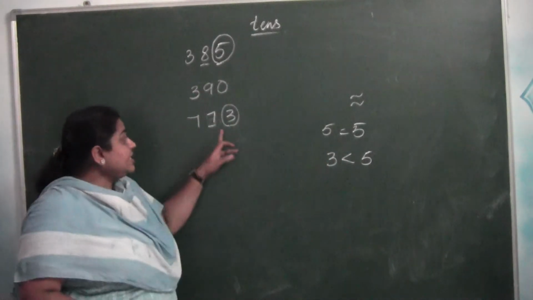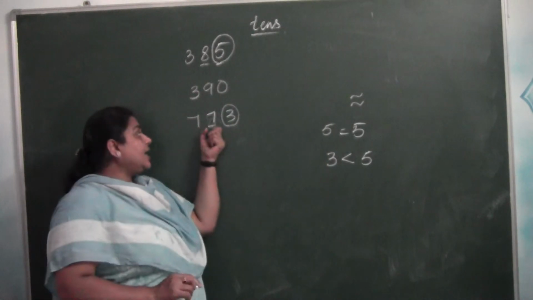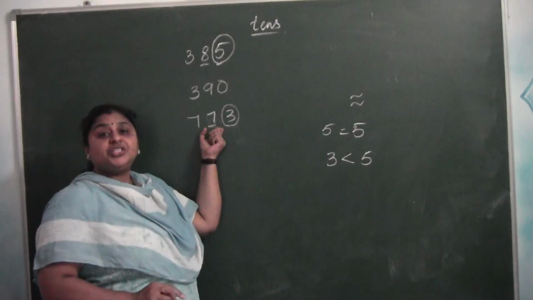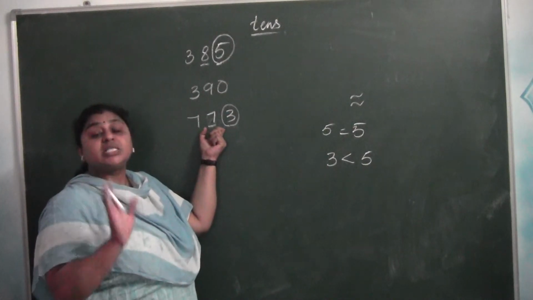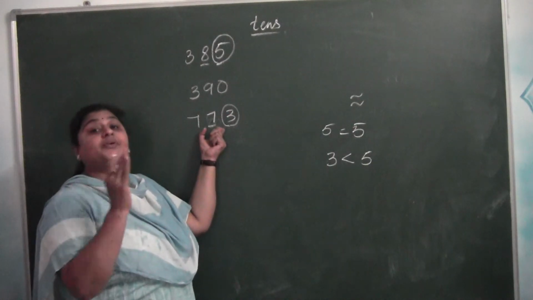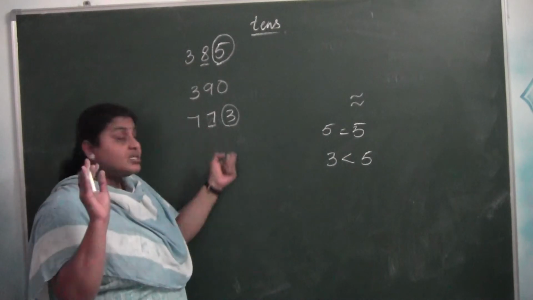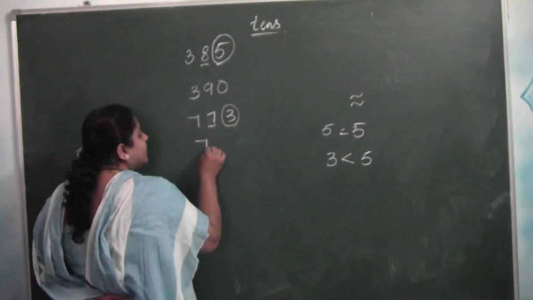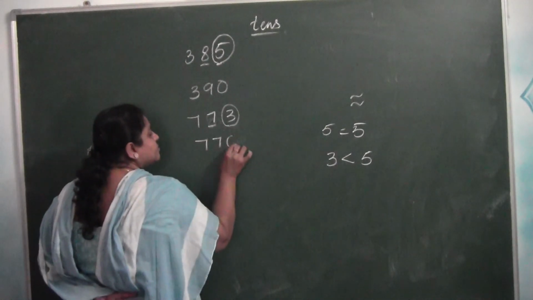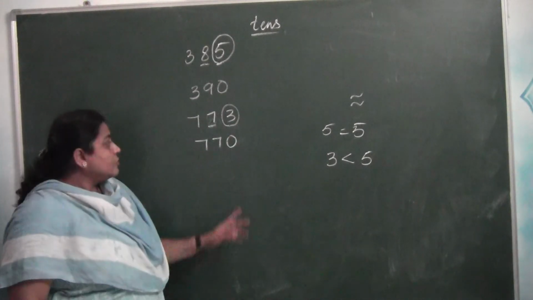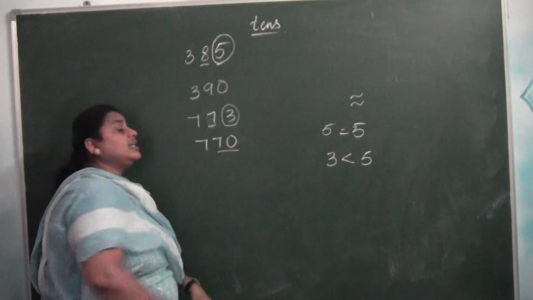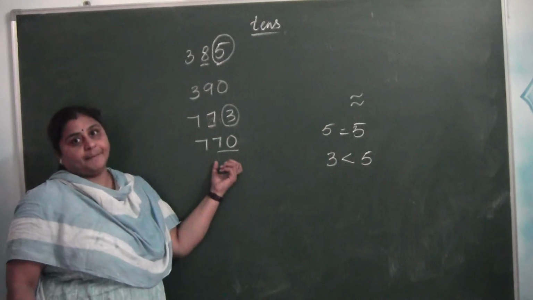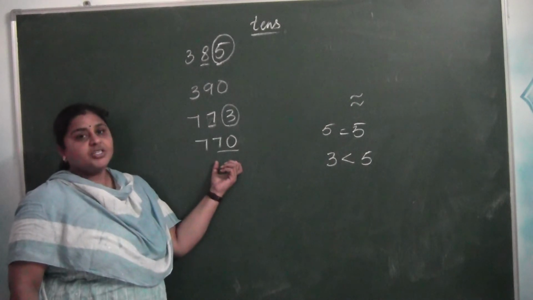If the number is less than 5, then the underlined digit remains same. It will not convert to its next number. It remains same. That is 7, 7, and this will be rounded off to 0. So what is the nearest 10? It is 770. Got it children?